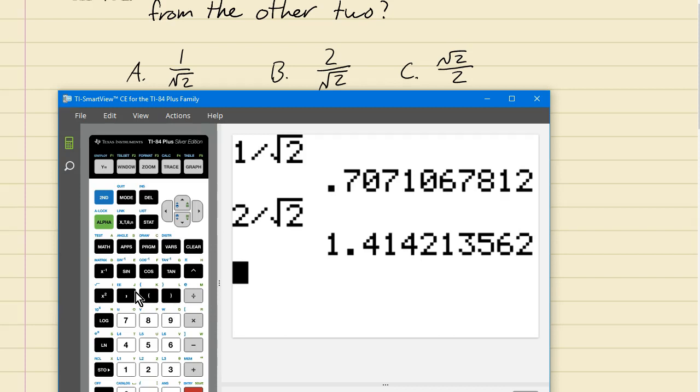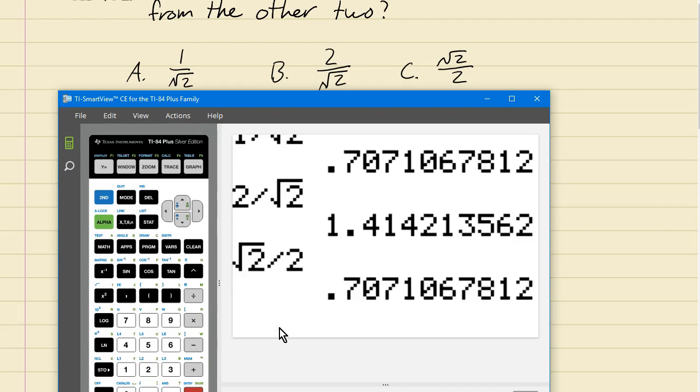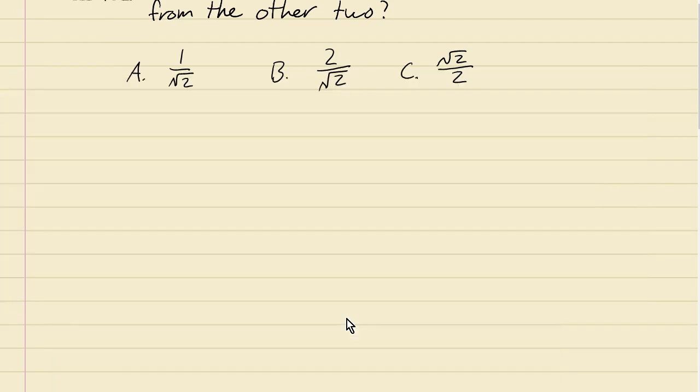Okay, that's that. And then C is root 2 divided by 2. And oh, that one also comes out to be about 0.707. So that tells you that A and C are the same and B is the different one.